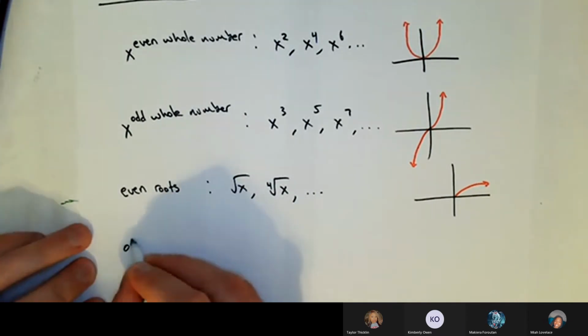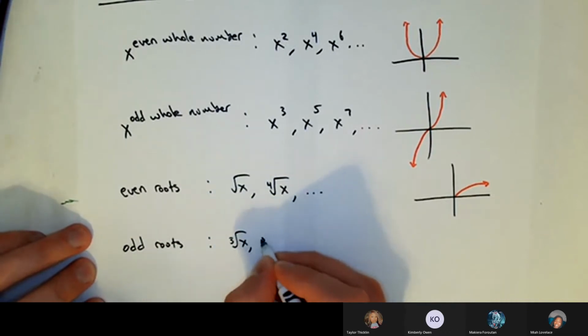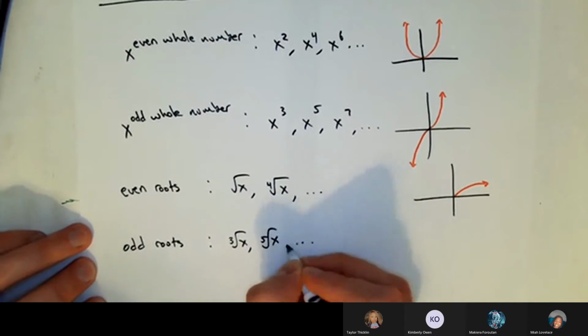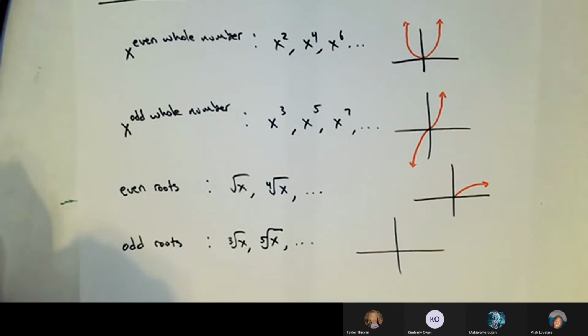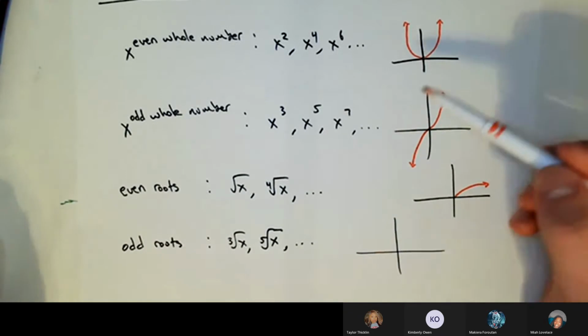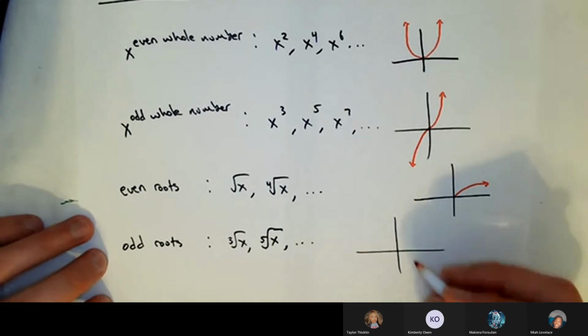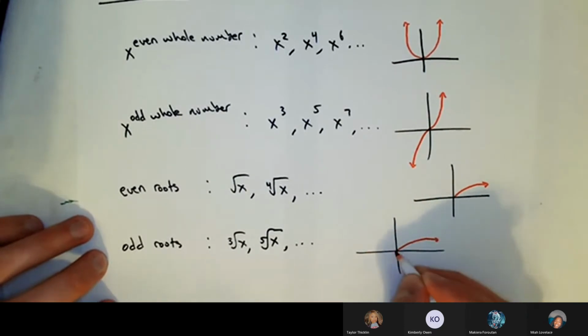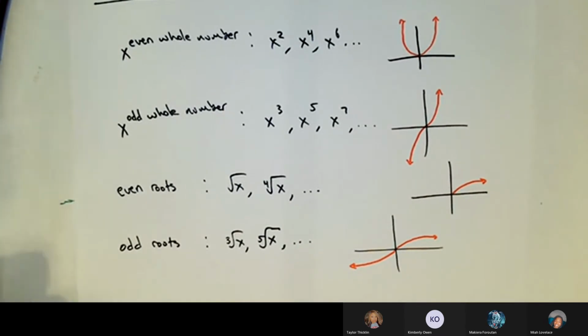And then we had odd roots, like cube root of x, fifth root of x, etc. And that was very much like a sideways and flipped over odd whole number exponent up here, like the cube root or the cubes and stuff like that. So it's like this and this. And then remember we had another class with the rational functions like 1 over x squared, but I'm counting those out here.